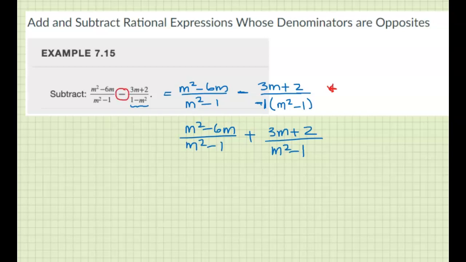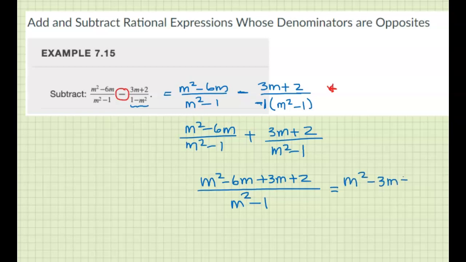All right? So the denominators are the same. Make one big fraction with that common denominator on the bottom. And then we have m squared minus 6m plus 3m plus 2. All right, so we combine them, but now we need to simplify. So we're going to collect like terms. m squared minus 3m plus 2 over m squared minus 1.